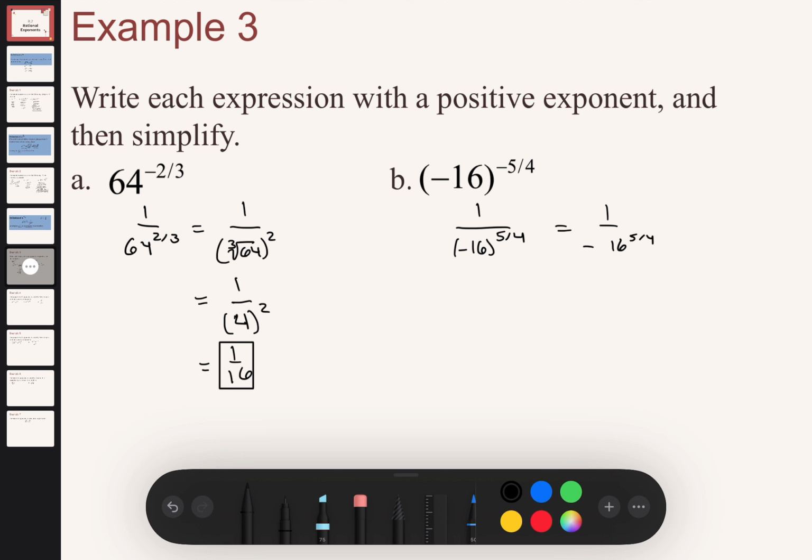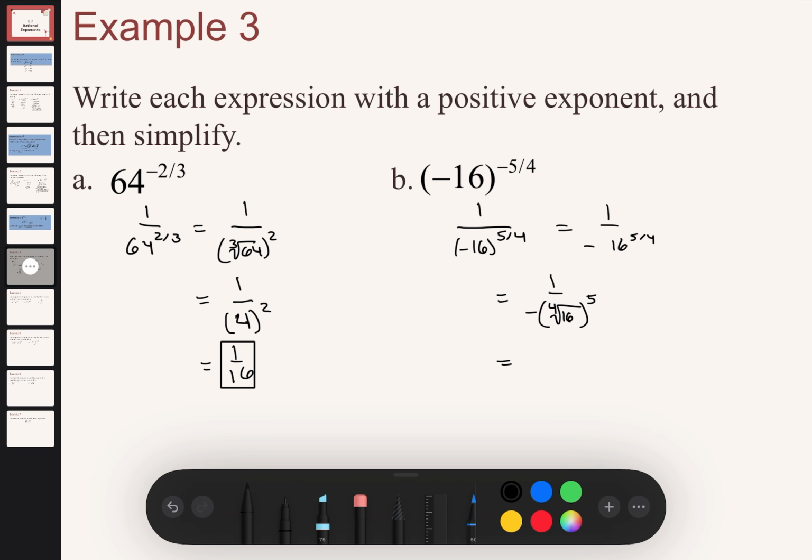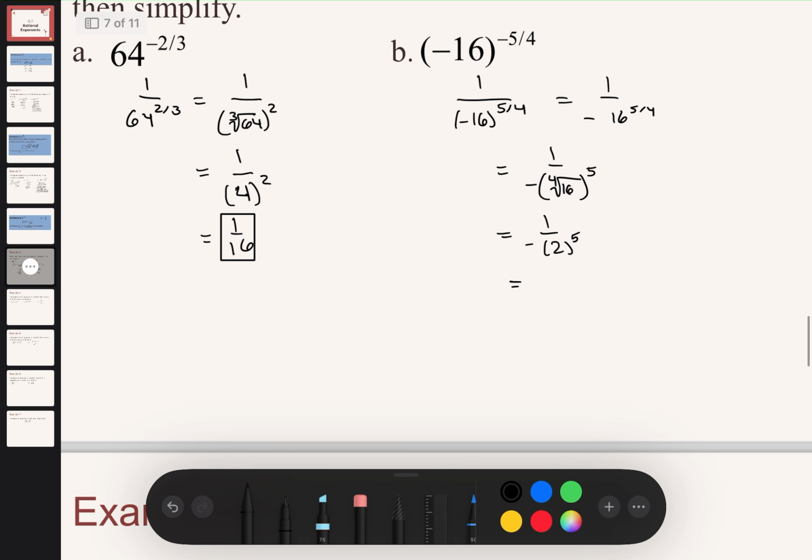Okay, let's rewrite this again. What is the 4th root of 16? We're going to start there, and then we will raise it to the power of 5. Hopefully you said that would be 2. So right now I have 1 over negative 2 to the 5th. That negative is not inside these parentheses now. So what's positive 2 to the 5th? 2 times 2 times 2 times 2 times 2 is going to give us 32. So right now I'm dealing with negative 1 over 32. That's the answer we're looking for here.